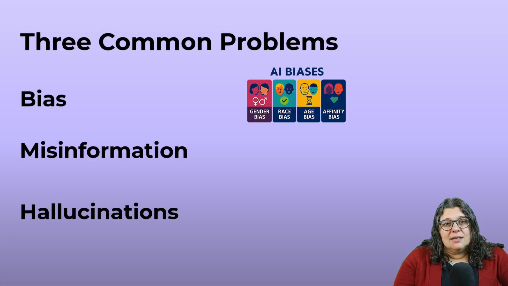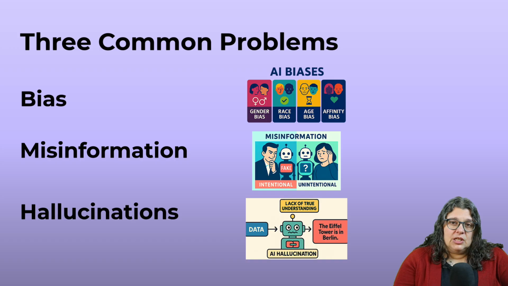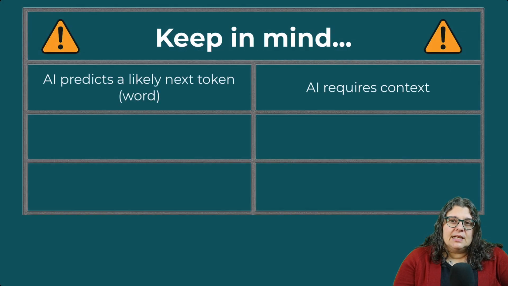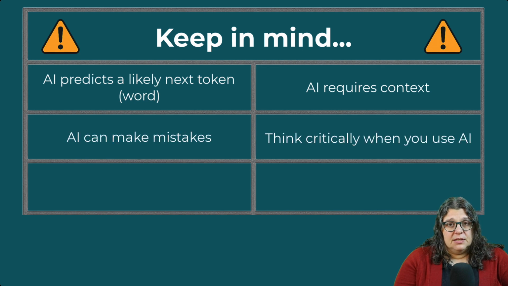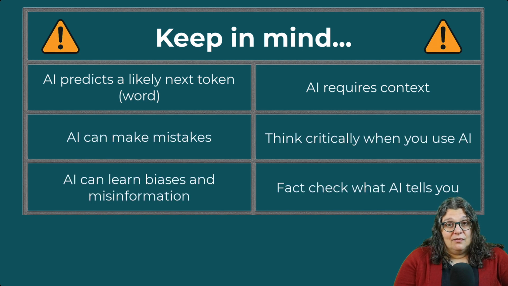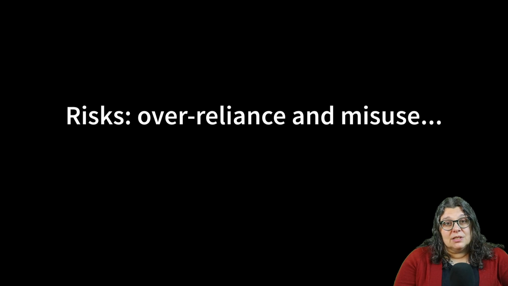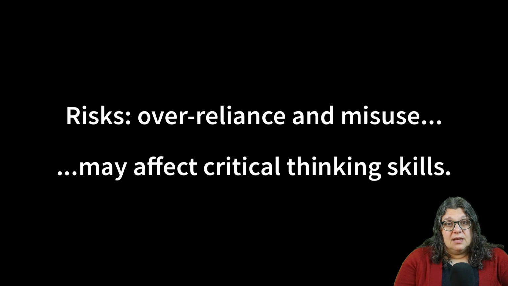So whether it's bias, misinformation, or hallucinations, the key point is this. AI is only predicting which words, or tokens, should come next in response to a prompt. It isn't fact-checking itself. That's why context, careful use, and human judgment are so important. There's also the risk of teachers and students leaning too heavily on these tools, or misusing them, instead of strengthening their own critical thinking skills.